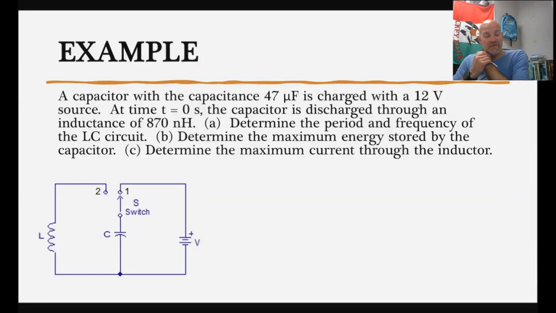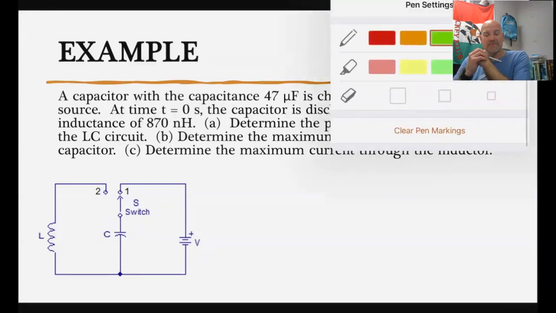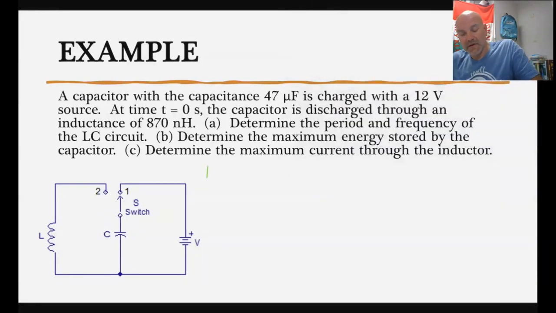A, determine the period and frequency of the LC circuit. B, determine the maximum energy stored by the capacitor. And C, determine the maximum current through the inductor. All right, so part A, very simple. T equals 2 pi root LC.